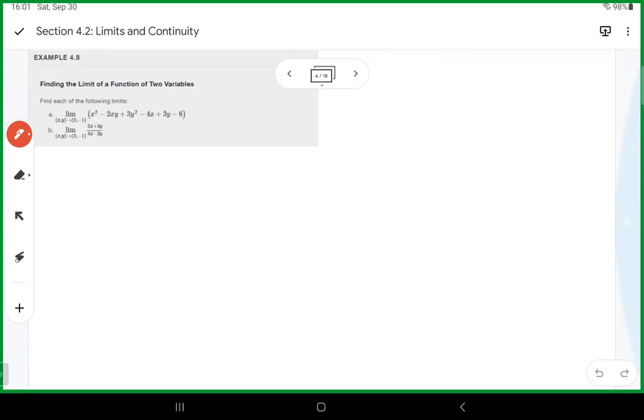Okay. All right, we are going to be doing, I believe, a part A and part B on two different slides. So the first one that we're looking at can be part A. It is actually very lengthy, so we will try to get this all in one. We want to do the limit of, as (x, y) approaches (2, -1), the function x squared minus 2xy plus 3y squared minus 4x plus 3y minus 6.